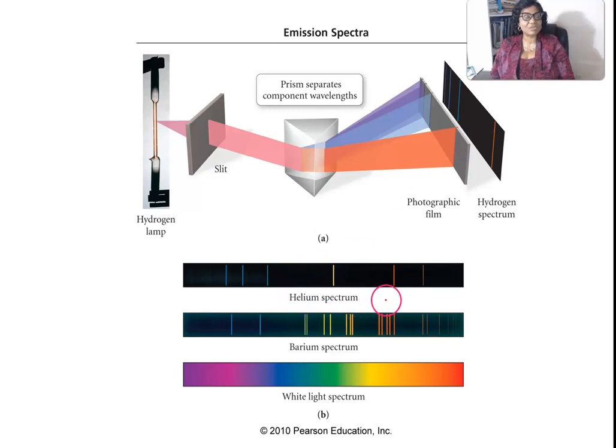This is the helium spectrum, and this is that for barium. But look at white light. White light does not have black spots. It's a continuum. So these lights which are being absorbed are absorbed by the element, and it is specific to this particular element. Hydrogen has its own. Helium has its own. Barium has its own. So we can use this spectrum to identify these elements.